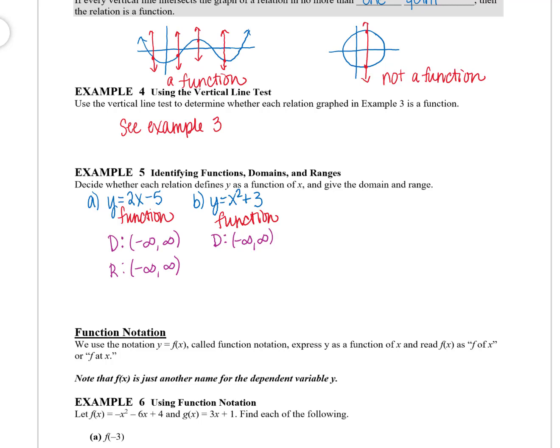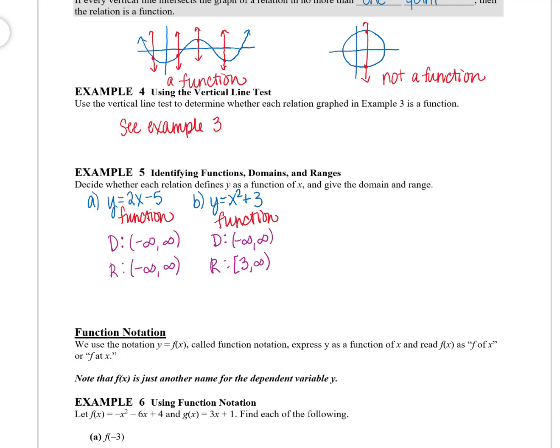So what is the lowest value that you could have for x squared? Well, the lowest value you can have for x squared is 0. And so if we take 0 squared, that's 0, plus 3 is 3. So the lowest y value that we're going to have for this one is 3. And that includes the 3, so we have a bracket.